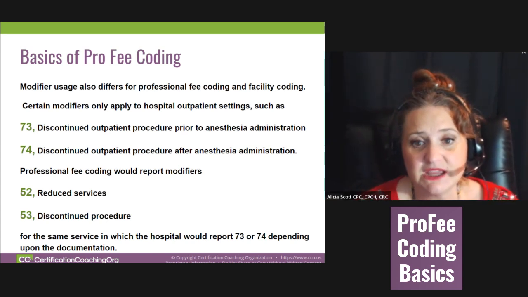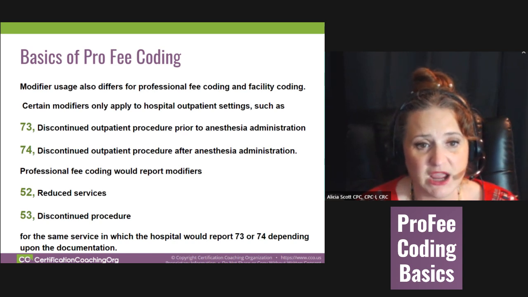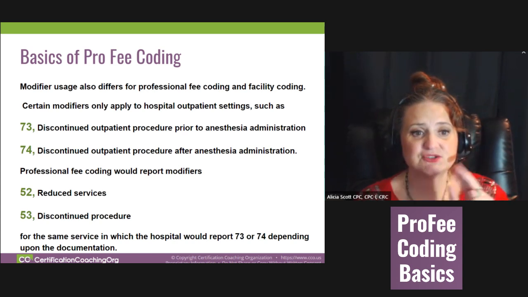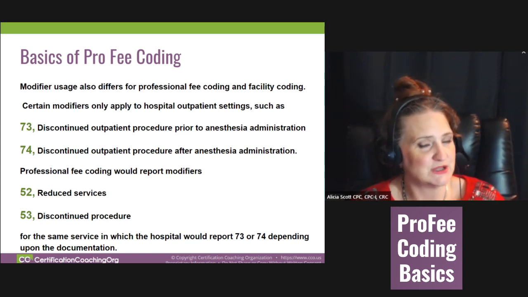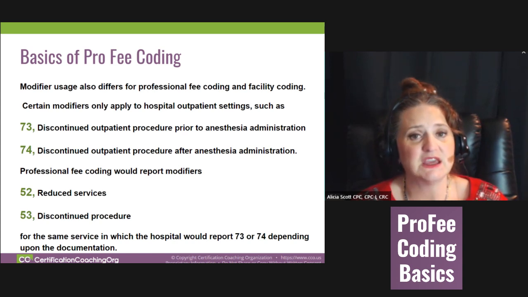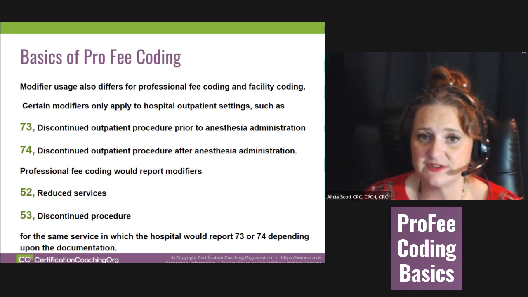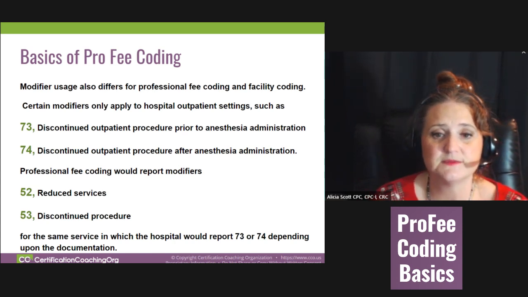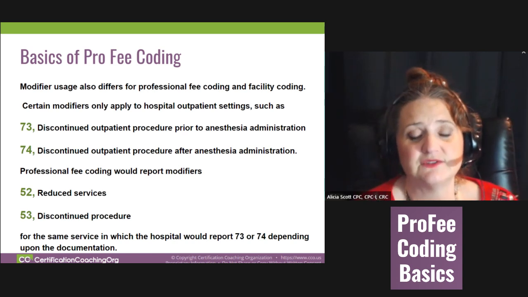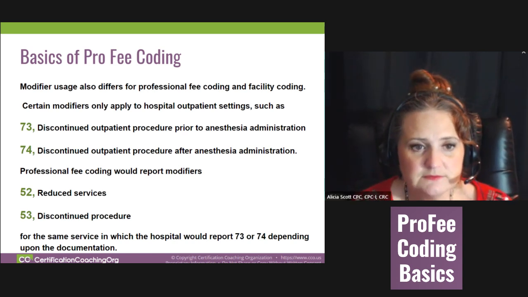So a 73, let's see, discontinued outpatient procedure prior to anesthesia, and 74. So this is after anesthesia. These are 2 codes that when you're testing, you'll be tested on. I can pretty well say that you'll get questions on this, either in the modifier section of the CPC exam, or even the CCS. You'll need to know these. Or the COC if you're going to sit for that.